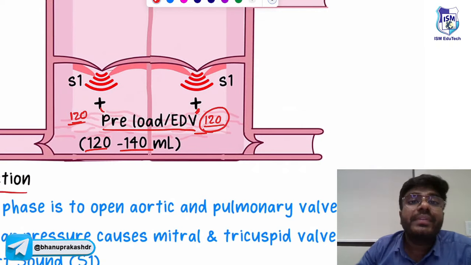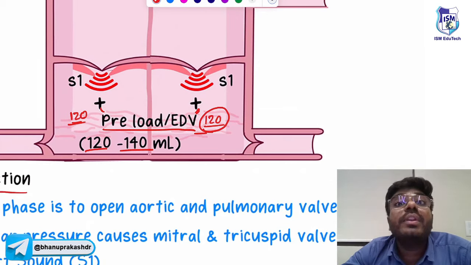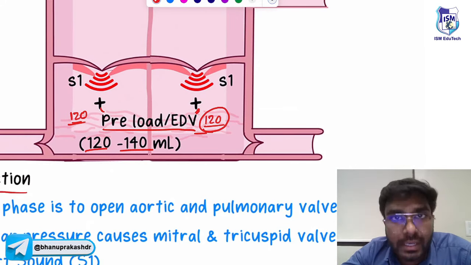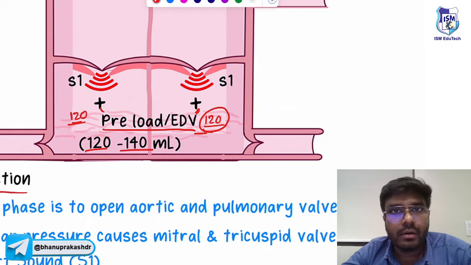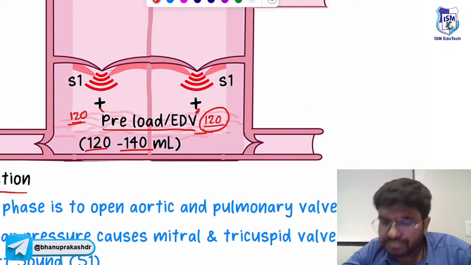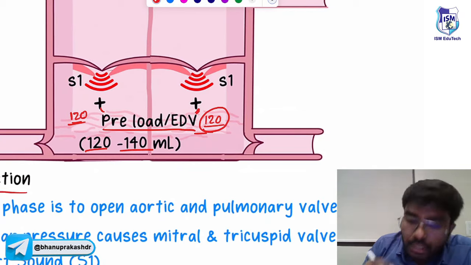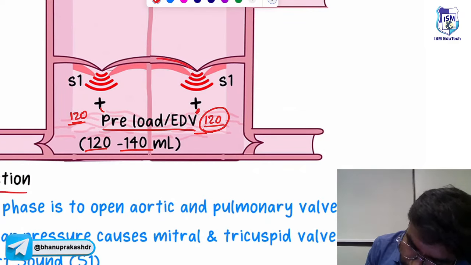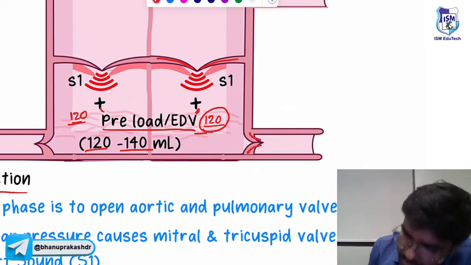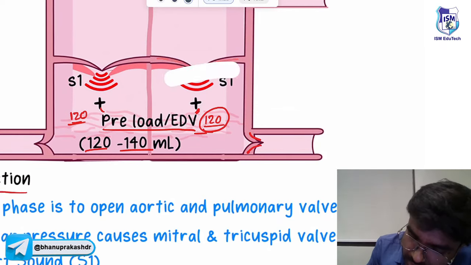So this blood is called end-diastolic volume. How much is the end-diastolic volume? 120 ml to 140 ml. How much blood you are keeping in the ventricles? 120 to 140 ml of blood you are keeping into the ventricles. Okay, done, sir. Now look at this. So these valves are closed. Now you can ask me, sir, why are these valves closed?